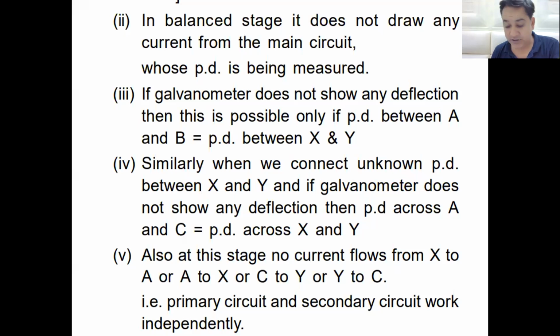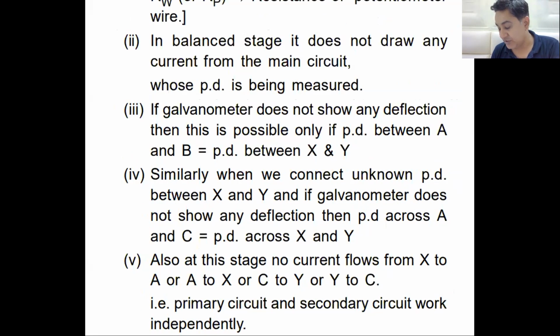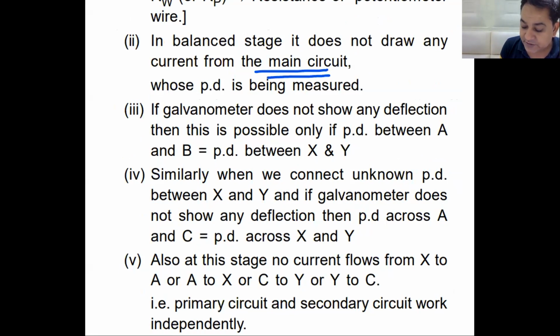When your jockey or the galvanometer is put in a state where it does not show any current, it will not draw any current from the main circuit. Yes or no? Yes. That means the potential difference between point A and C will be the same as the potential difference between X and Y. It should not be A and B, it should be A and C.